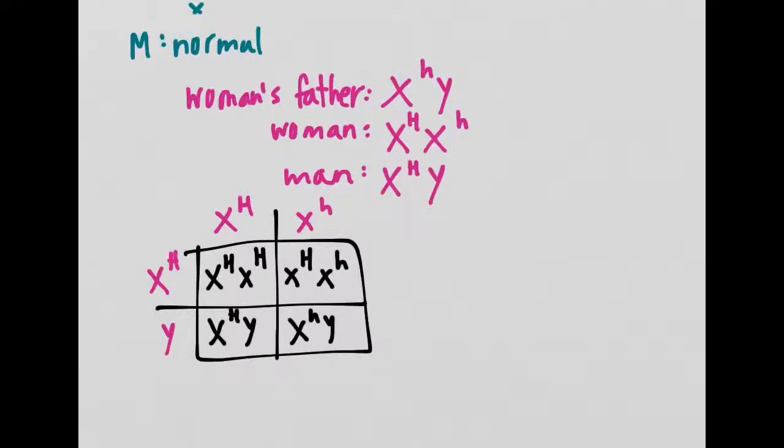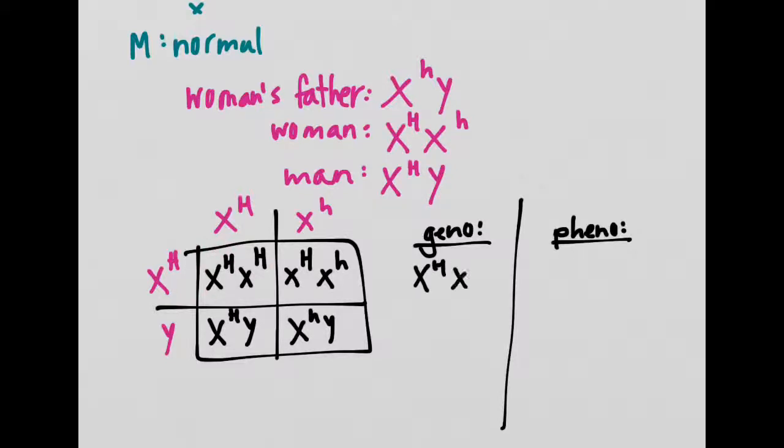Let's go through our possible genotypes and phenotypes. We can have an X capital H, X capital H, like we have there. We can have an X capital H, X little h, like we have there, and X capital H, X little h again. We can have an X capital H, Y, which we see here. And last but not least, we can have an X lowercase h, Y. And we have a quarter for each of those.